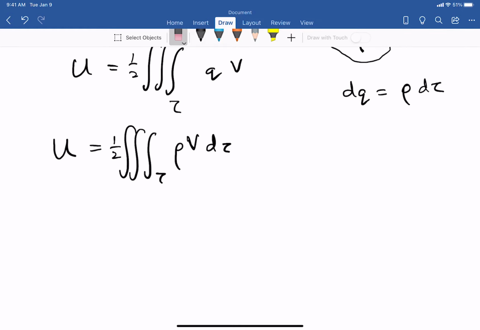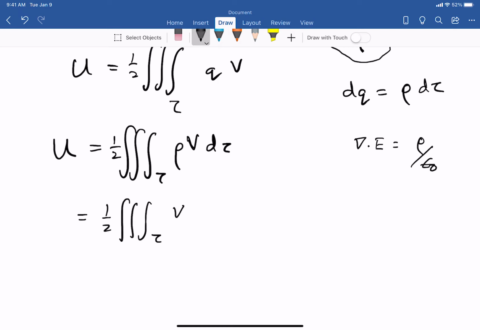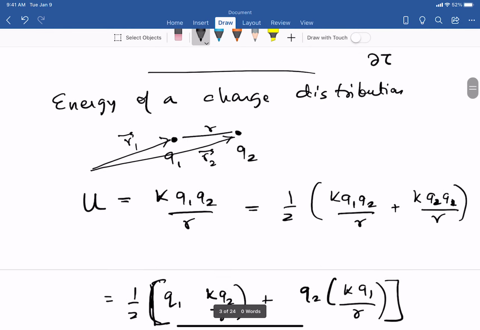All right, now let's start with this expression. One thing we can do is get rid of the rho and use the differential form of Gauss's law. Del dot E is equal to rho over epsilon 0. So I can get rid of rho and write this as half volume integral del dot E times V d tau.